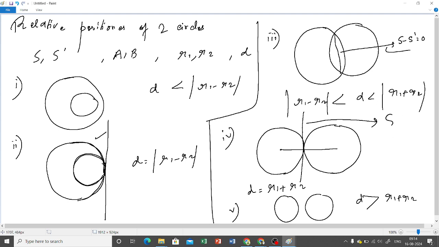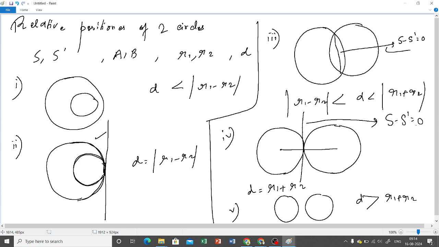Okay, now that is S minus S dash equals to 0. When two circles touch or intersect, the equation of the common chord is S minus S dash equals to 0. When two circles touch internally or externally, at that time the common tangent becomes S minus S dash equals to 0. Understood? Yes, sir.